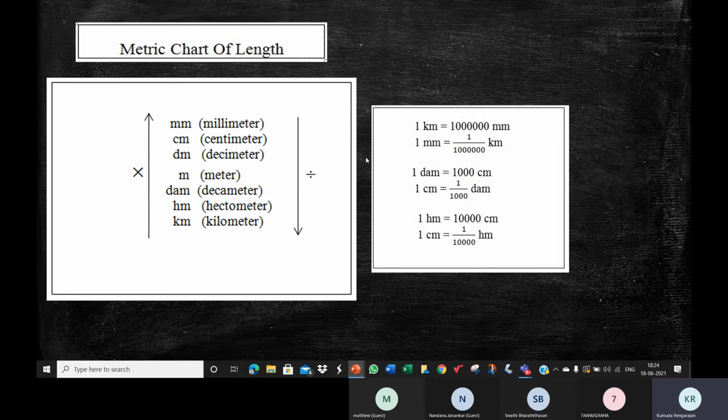Now look at the examples here, children. Please see the examples here. When you're writing the 0s, whether it is 10, 100, 1,000, 10,000, I think I told you the other day. Was this discussed, children? Yes, ma'am, the metric chart of length. Okay, fine. So if 1 kilometer is 1 followed by 6 zeros millimeter, that is 10 lakh millimeter, then 1 millimeter will be 1 by 10 lakh of a kilometer.